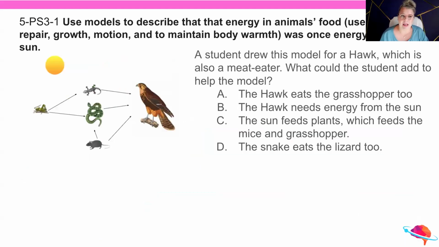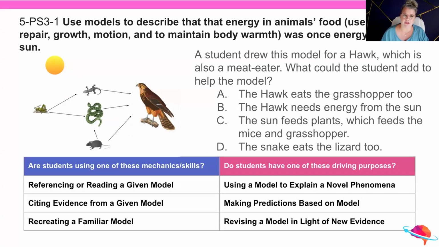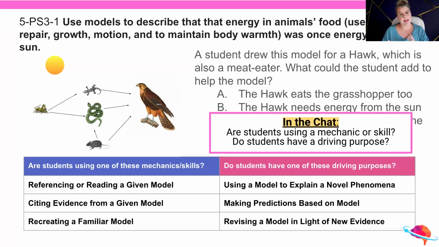This one uses the same exact performance expectation, so I want to make note of that. So 5-PS3-1. This question is, a student drew this model for a hawk, which is also a meat eater. What could the student add to help the model? Remember, our two criteria are: are students using mechanics and skills, and do students have a driving purpose? Again, I loved seeing everybody's answers last time. You can just say yes, yes, no, no, yes, no, no, yes. I think those are all the options. Yep, that sounds about right.